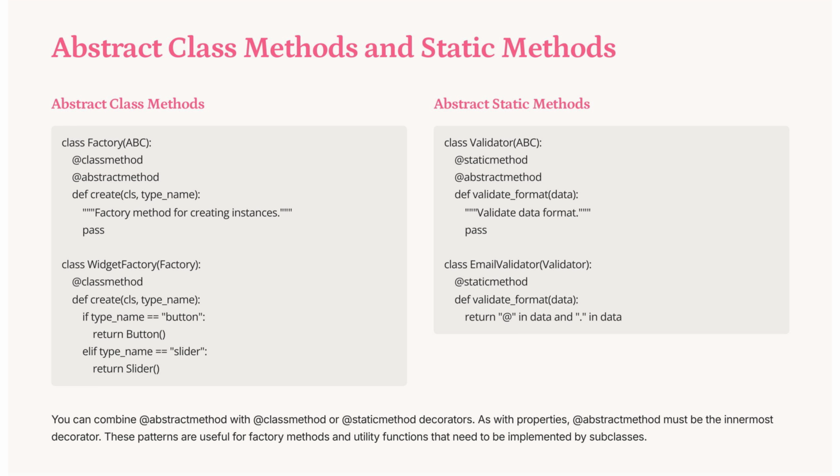Abstract methods can be combined with classmethod or staticmethod decorators. In a Factory class, the classmethod create is abstract, requiring subclasses like WidgetFactory to implement it. Similarly, Validator uses staticmethod for validate_format, ensuring subclasses like EmailValidator define specific logic. These patterns enhance flexibility in factory methods and utility functions.